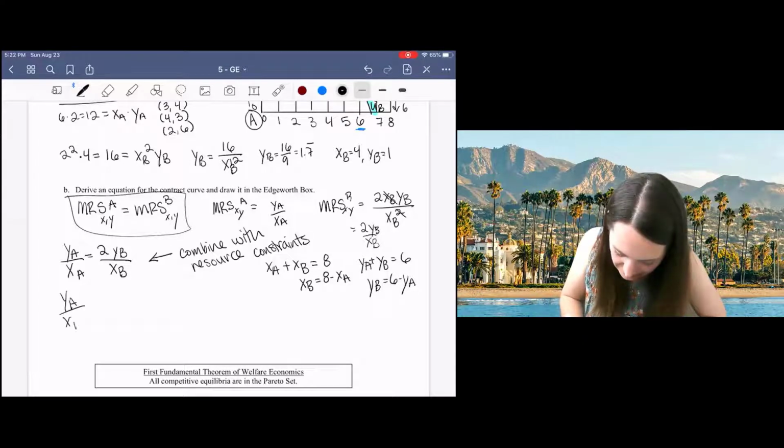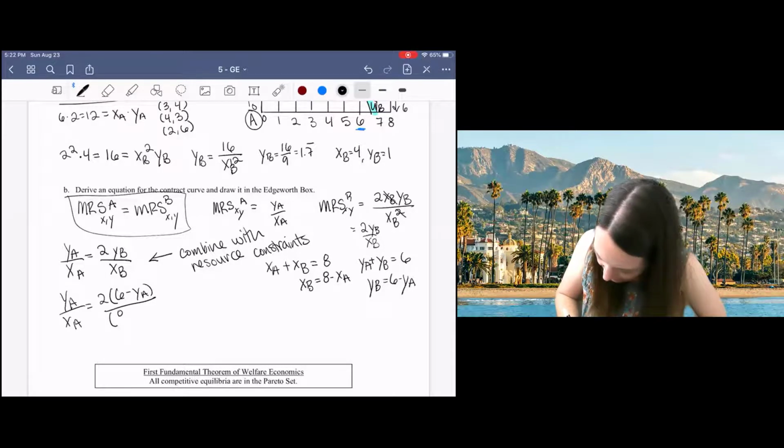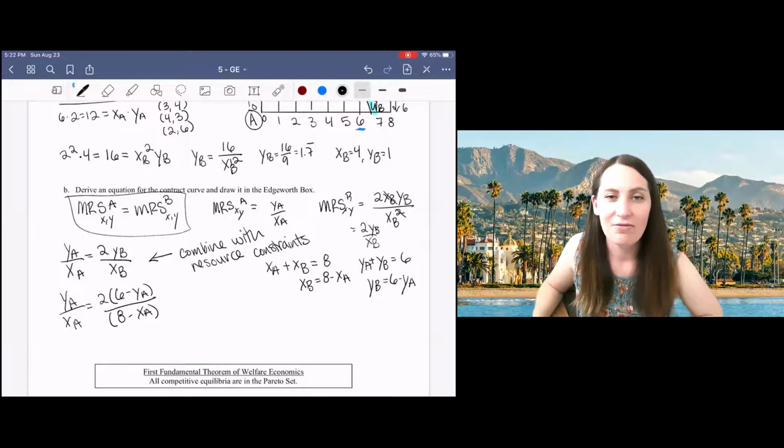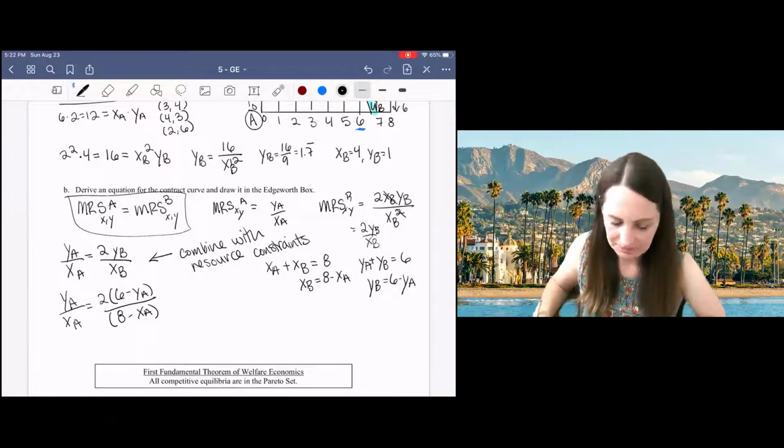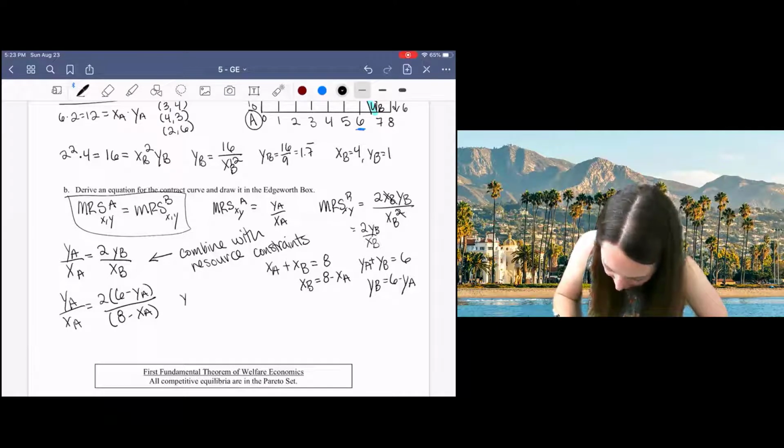Now, plugging into this equation, I have a function of just XA and YA. Unfortunately, it's not a very clean function to look at. And in order to solve for YA as a function of XA, I've got to do some rearranging. So I'm going to cross multiply. I've got YA times 8 minus XA equals XA times 2 times 6 minus YA.